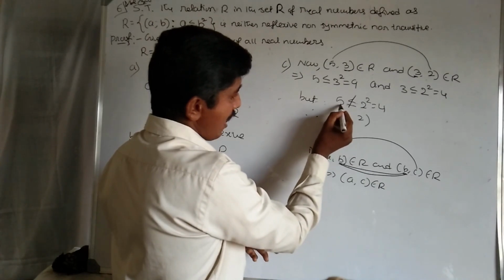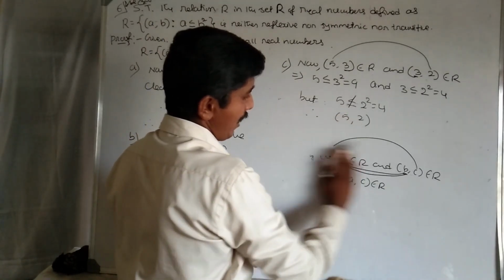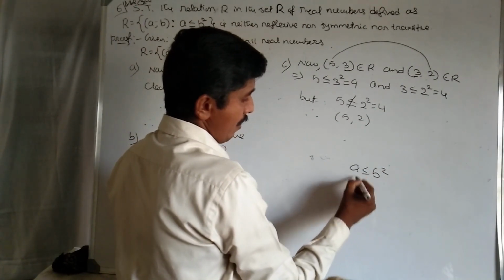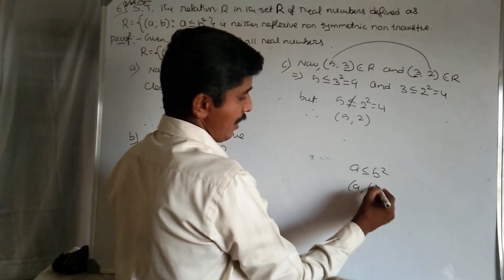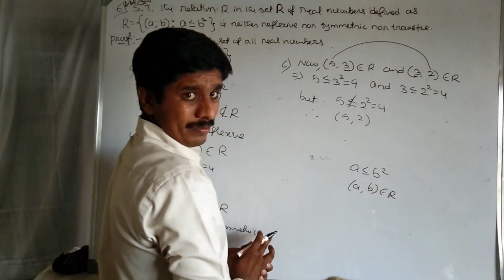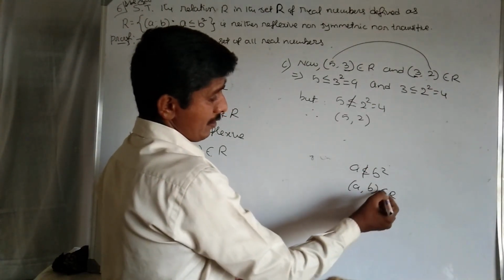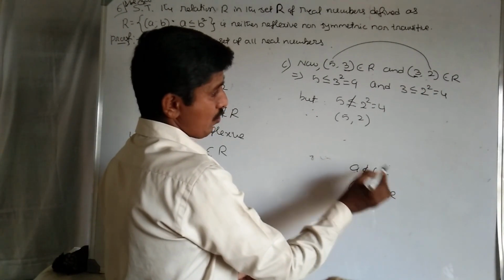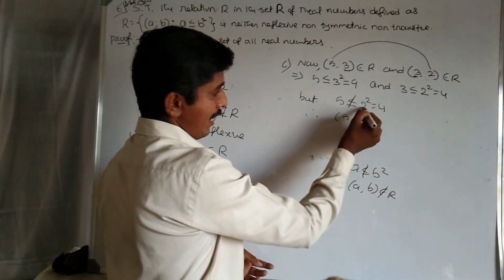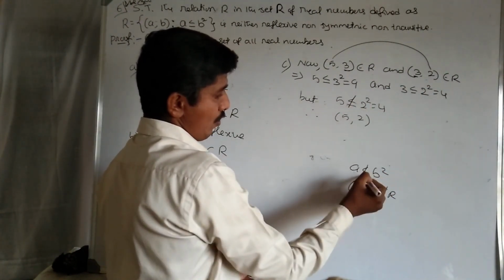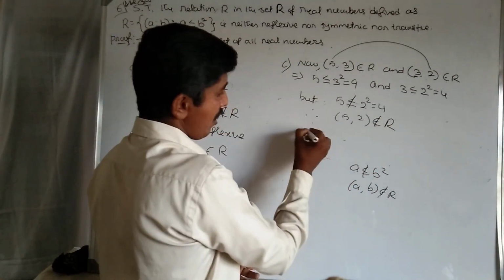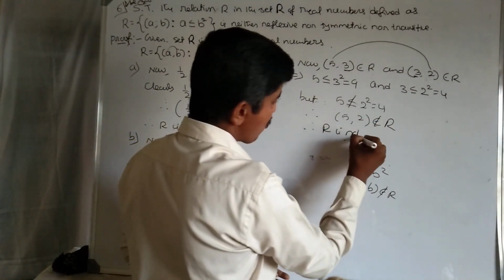Therefore, first element 5, second element 2. Mind it, here the relation is A is less than or equal to B square, where A is the first element and B is the second element. A comma B belongs to the relation. Not like this: the first element A and only B, not the square. Here first element 5, second element 2, not less than or equal to, means 5 comma 2 does not belong to the relation. Therefore, R is not transitive.